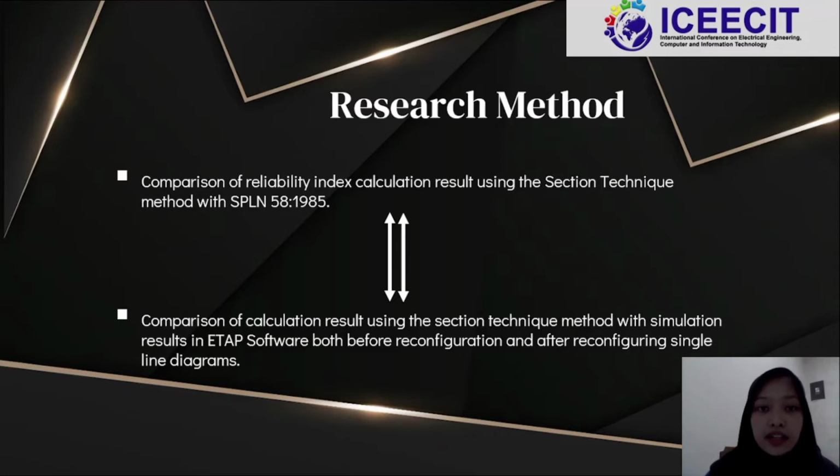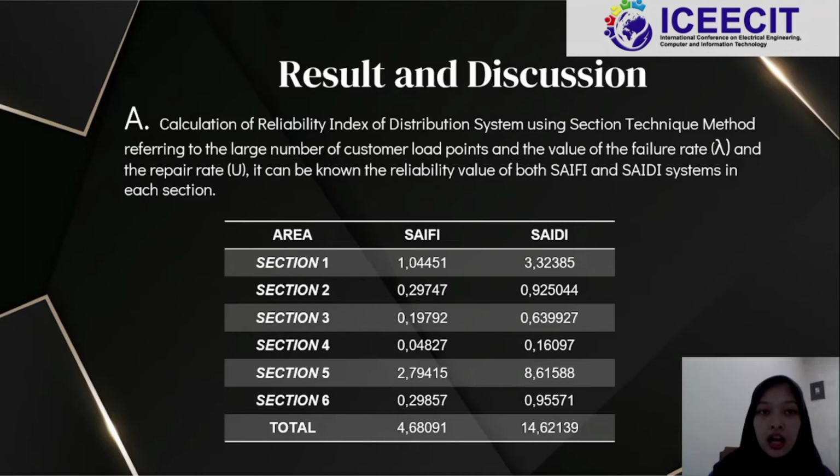The next research method is the comparison of reliability index calculation results using the section technique method with PLN standard number 58 of 1985, and comparison of calculation results using the section technique method with simulation results in ETAP software, both before reconfiguration and after reconfiguring the single line diagrams. And then the results and discussions.